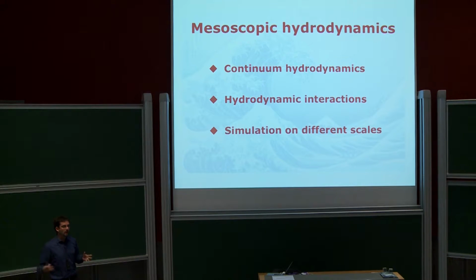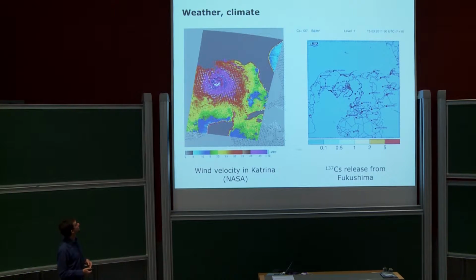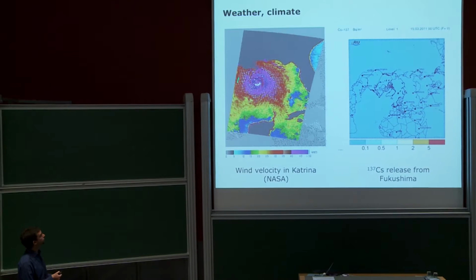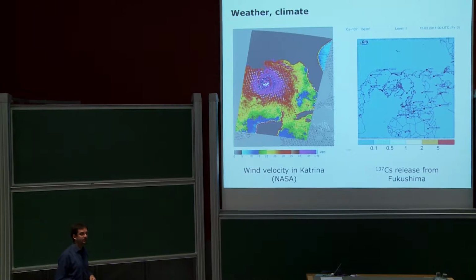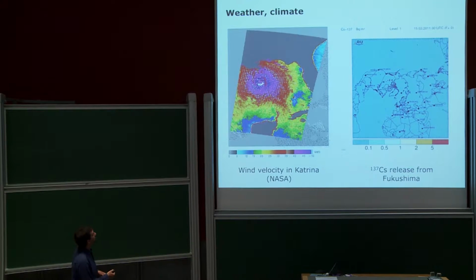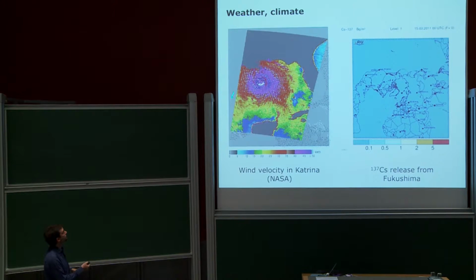So I'll start with the larger scales where hydrodynamic simulations are very common. And that's the global scale of the Earth, where you can use hydrodynamic simulation techniques, for example, to predict the weather on a day-to-day basis, but also when you have specific events, like for example, here is a plot of the wind velocity in the Hurricane Katrina a few years ago. And if you want to predict the trajectories and the impact that the hurricane will have, it's very useful to do this kind of hydrodynamic simulations.